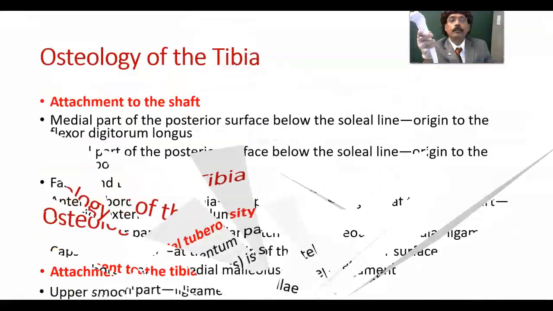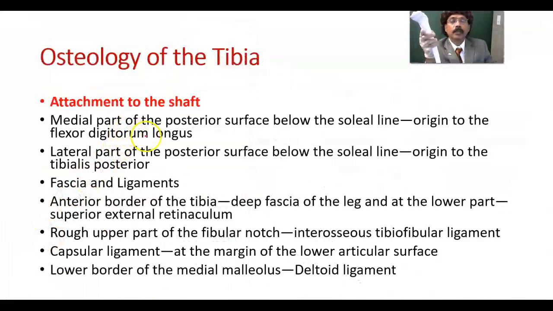Now we'll go to the attachment of the shaft. Medial part of the posterior surface below the soleal line, origin of the flexor digitorum longus. Lateral part of the posterior surface below the soleal line, we have the origin of the tibialis posterior. Tibialis posterior also takes origin from the fibula. Tibialis posterior also takes origin from the interosseous membrane.